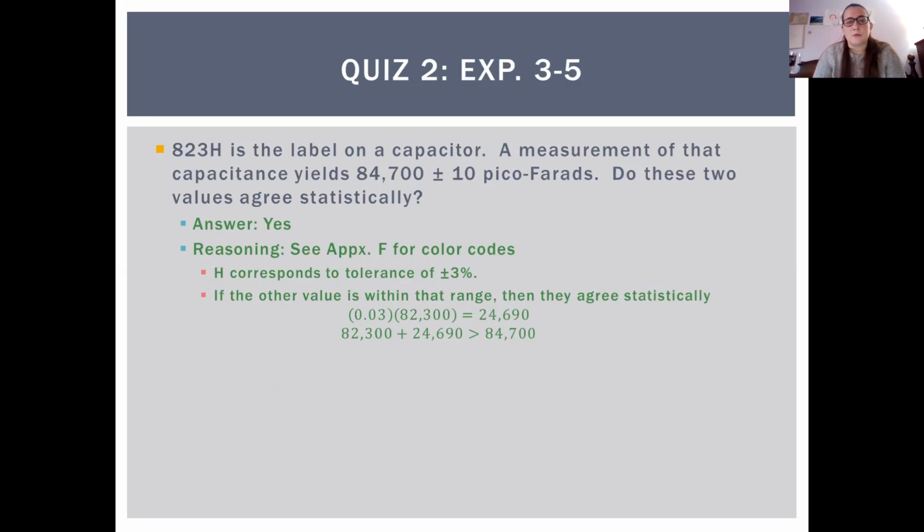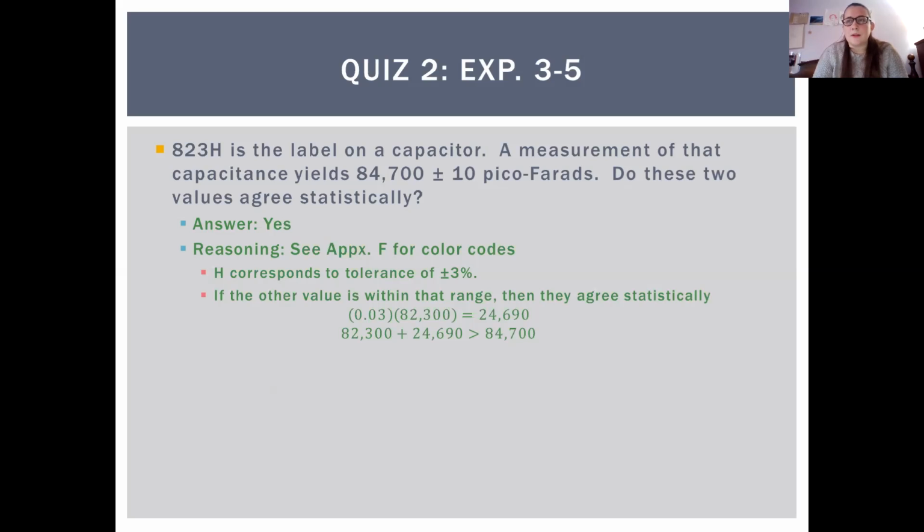tolerance of plus or minus 3%. And so if we take plus or minus 3% of the label on the capacitor, then add that uncertainty onto our value, if the measured value is within that range, then yes, they do agree statistically. So we can see that clearly 84,700 is within that range. It's less than 82,300 plus 24,690. So yes, these definitely do agree statistically.